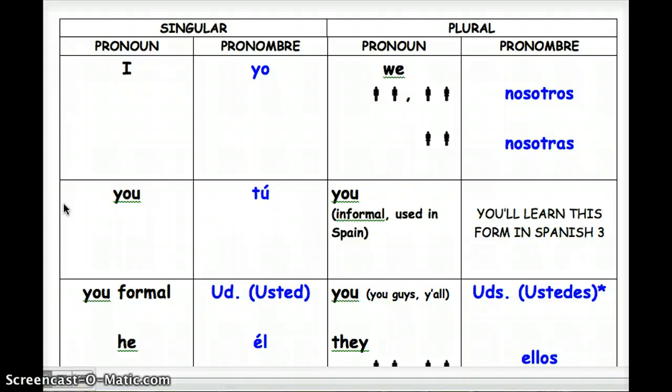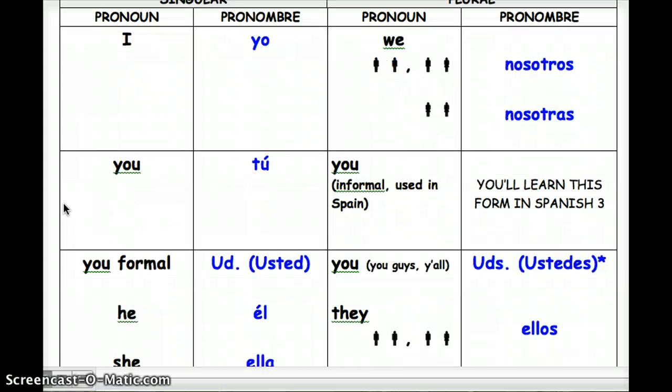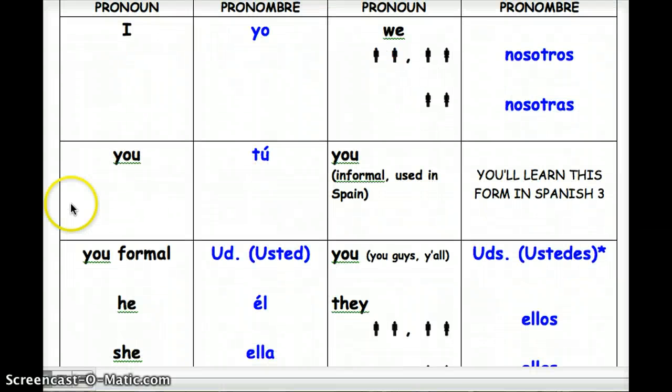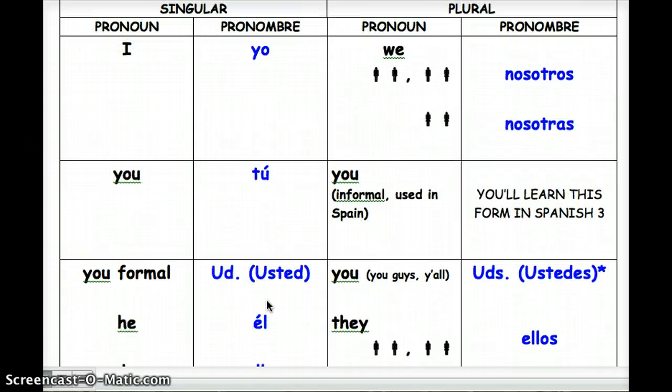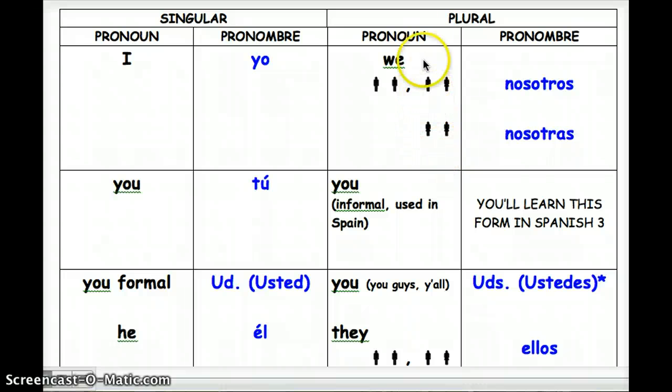You, speaking to one person informally, tú. If you're being formal with a person, you'll want to say usted. Remember, most of the time the abbreviation is used, but you say usted, not ud. He, él, she, ella. So these are the singular forms when you're talking about one person. On the plural side, when there's more than one person involved, we, nosotros.